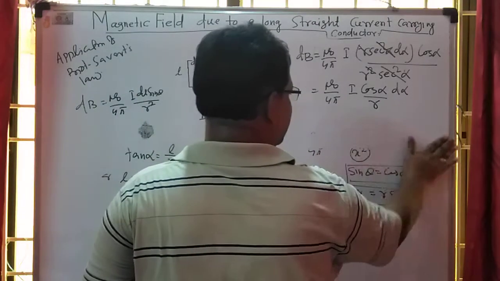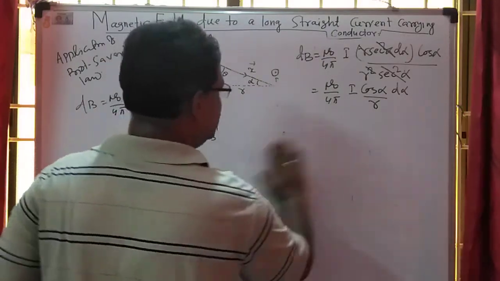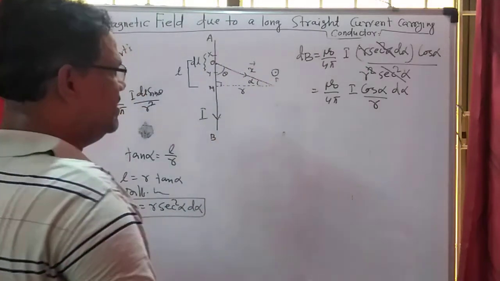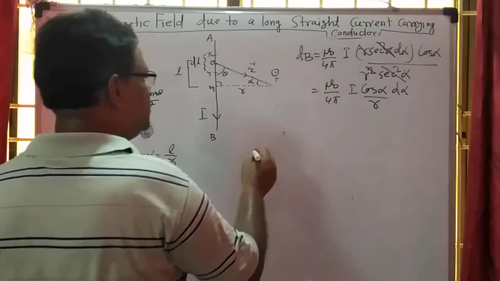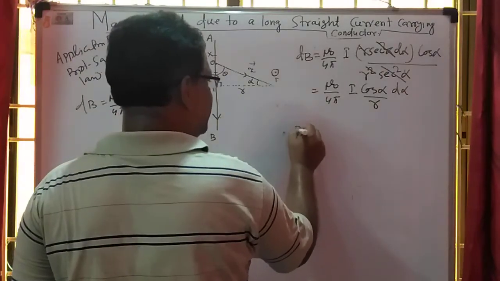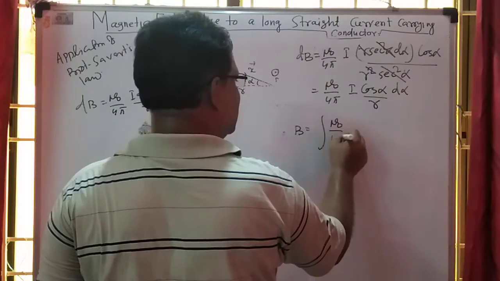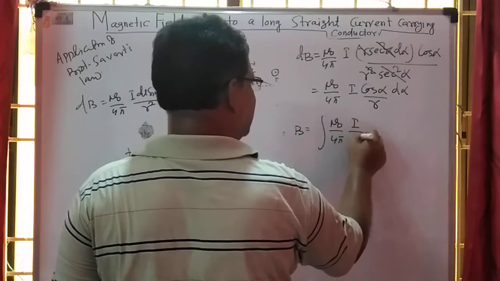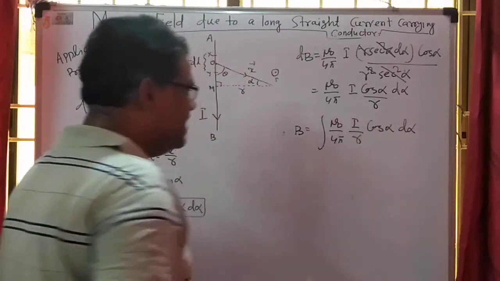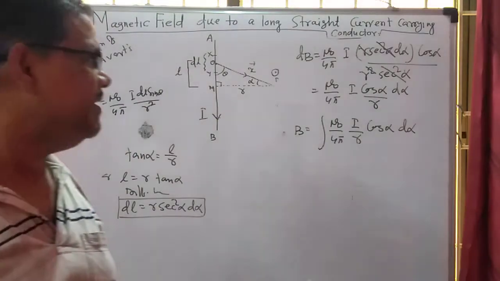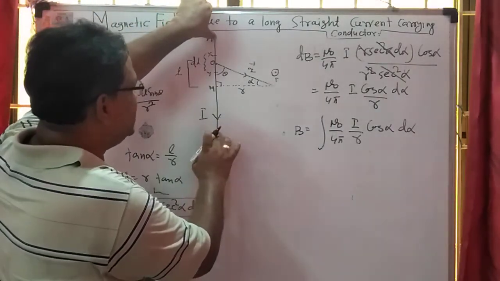So what will be the total magnetic induction? The net magnetic induction due to the long straight current carrying conductor. If you take the long straight current carrying conductor, what will be the magnetic induction? So the total magnetic induction B will be equal to the integration of mu naught upon 4 pi, that is I upon r, into cos alpha d alpha. The matter is the limit. You have to find out the limit of that conductor. So what will be the limit? Because A is the upper limit, B is the lower limit.